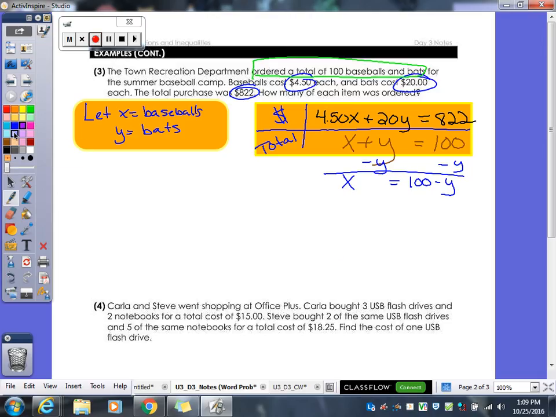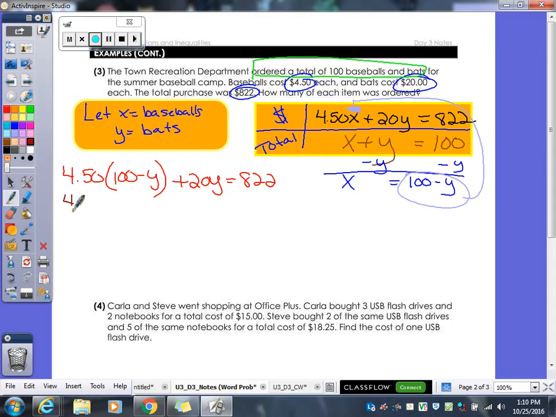So now I'm going to circle what X is equal to. And then I'm going to plug it in all the way up here for the letter X. Okay? So let's go ahead and do that. You guys are going to need your calculators to help me out. So it's going to be 4.50 parentheses 100 minus Y. Does everyone see what I did? I took that and substituted in for X plus 20Y equals 822. All right, so 4.50 times 100 should be 450.